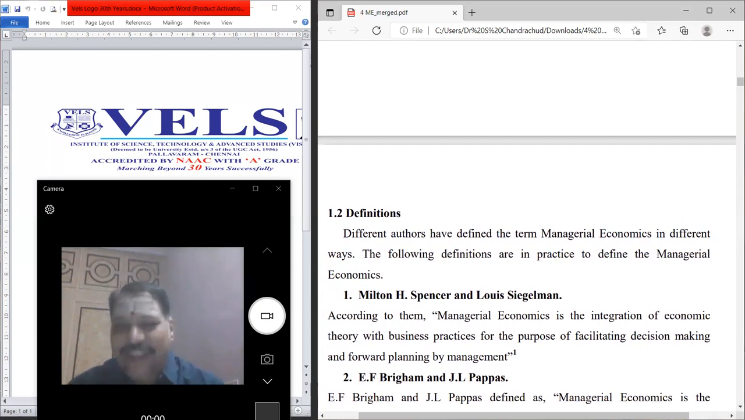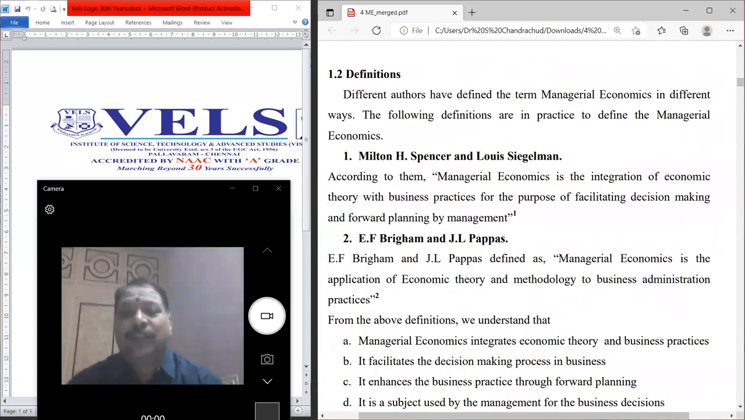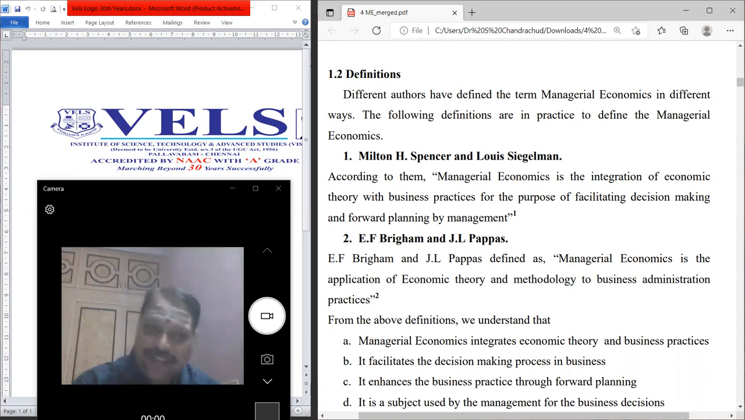Different authors have defined the term managerial economics in different ways. The following definitions are in practice. The first definition is by Milton H. Spencer and Louis Siegelman. According to them, managerial economics is an integration of economic theory with business practices for the purpose of facilitating decision making and forward planning by the management. This is the best definition out of the available definitions.